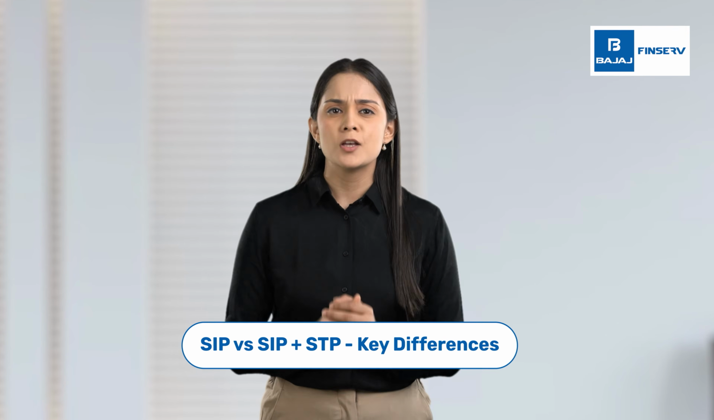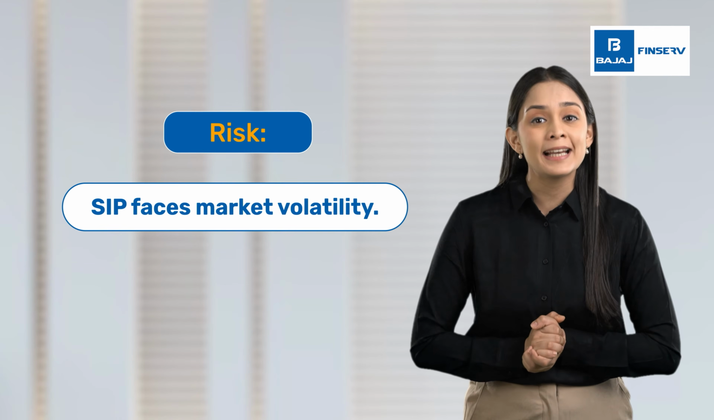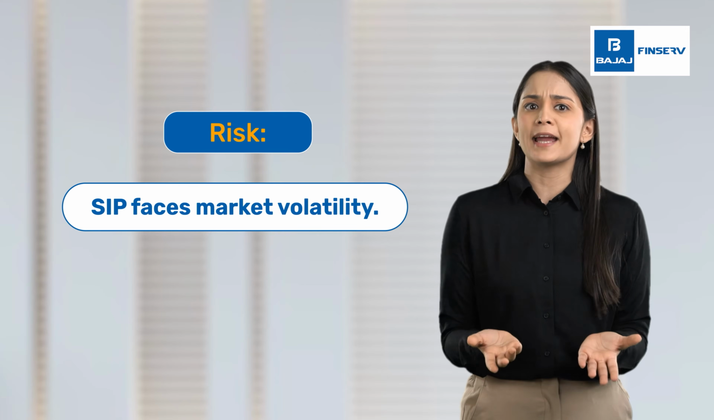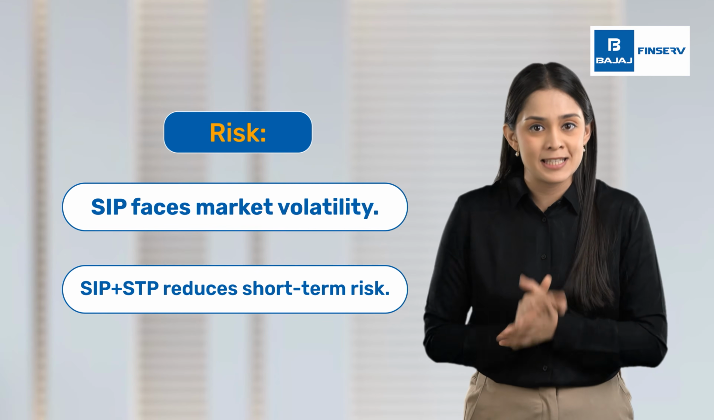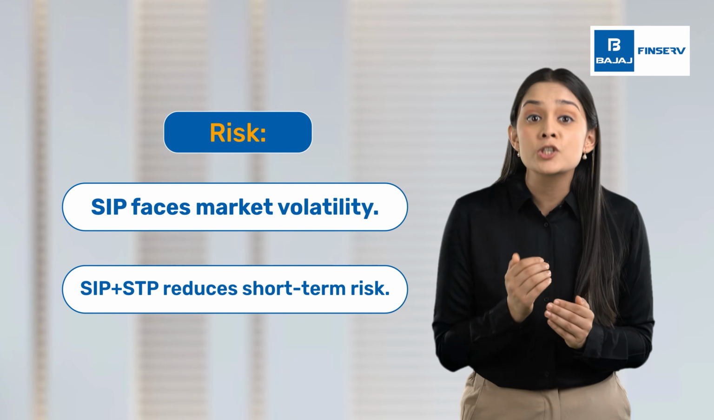SIP versus SIP plus STP: key differences. So how do SIP and SIP plus STP compare? Risk: an SIP directly in equity funds exposes you to market volatility from the get-go. With SIP plus STP, the initial investment is in stable instruments, reducing short-term risk. When you transfer to equity, you do it gradually.